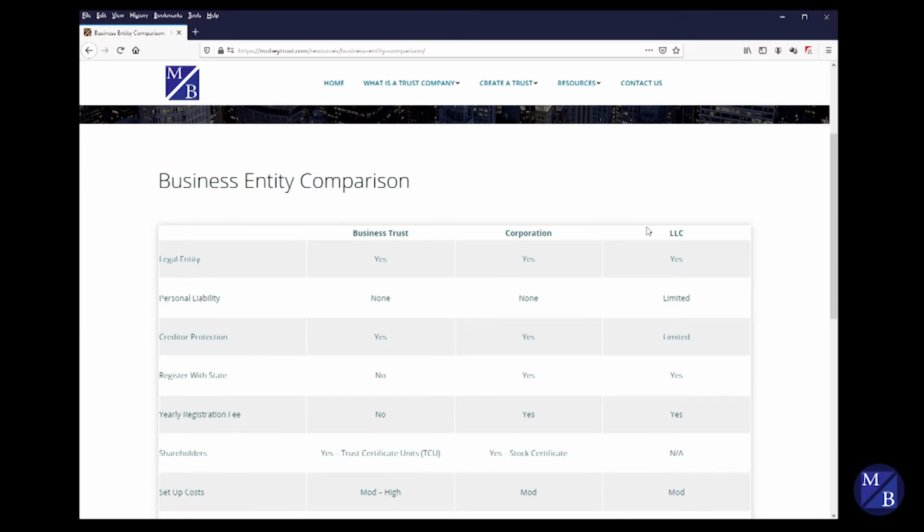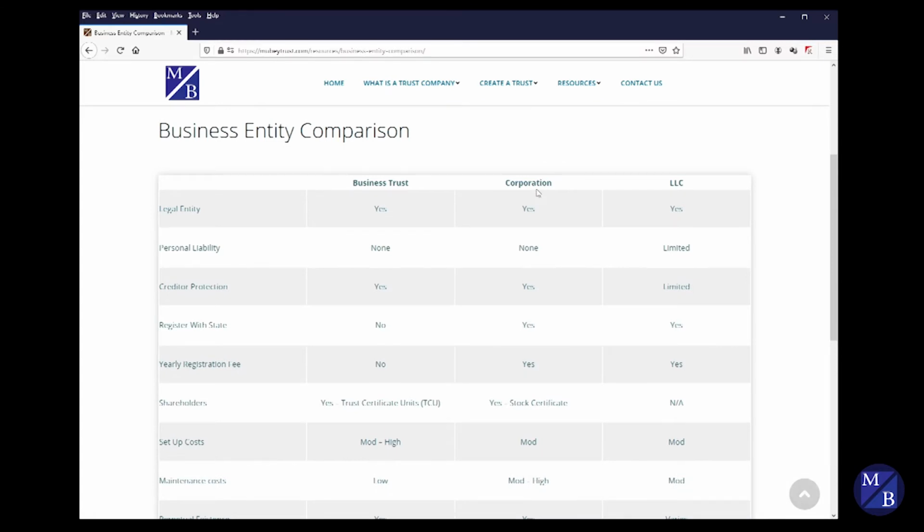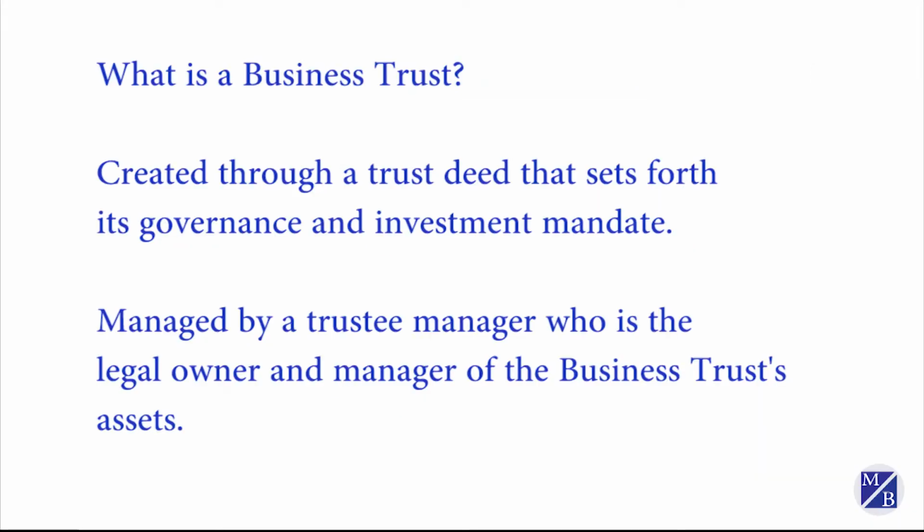Now, this is the MooBay website. This is a page on the MooBay website under Resources, Business Entity Comparisons. And here we compare the business trust to corporations and LLCs. Now, there are other types of business entities, but the most popular business entities are corporations and LLCs within the general public, but business trusts are used widely internationally, and some of the largest, most profitable companies in the world are operating as business trusts.